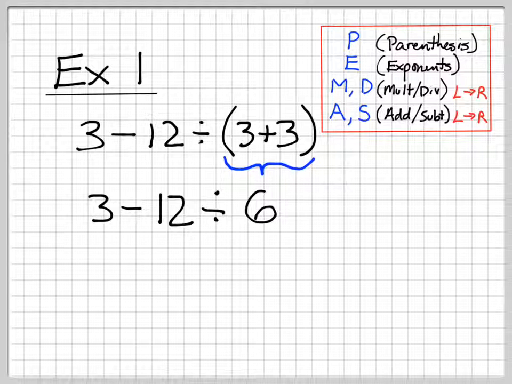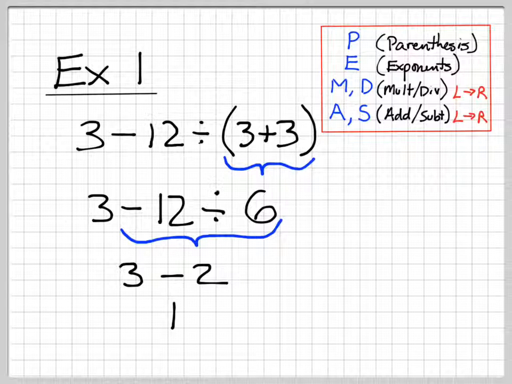Next one, M and D, multiply and divide. I see right here that I have some division. And you'll notice how I included that negative with the 12, because those two are linked together. When I divide negative 12 divided by 6, I get negative 2. The 3 drops down. And then the last step, add and subtract, I see 3 minus 2. And my final answer is 1. And get in the habit of putting a box or circling your final answer so you can find it easier later. Okay, I'm going to go ahead and flip to a new screen.